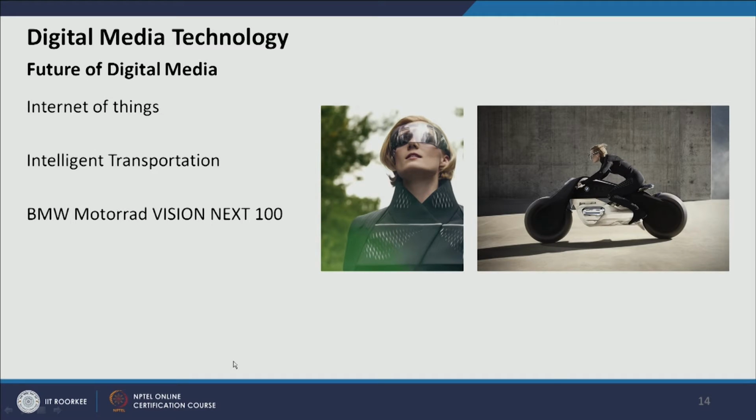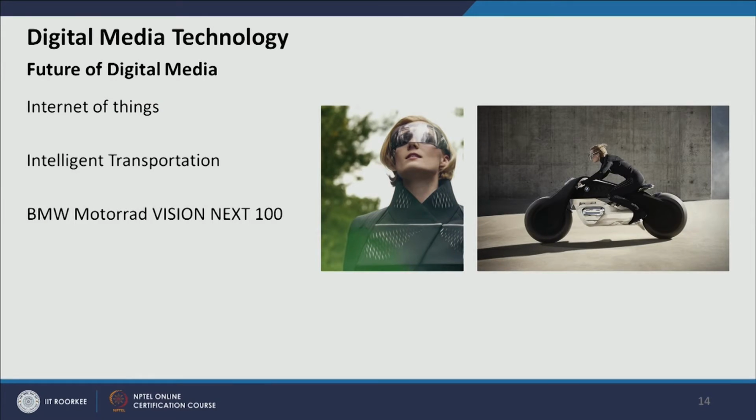Another example can be BMW's new Vision Next 100 concept motorcycle. This is not launched, but this is there. This automobile is a two-wheeler, but it's not just a two-wheeler, it connects with your eye headgear, headgear, as well as your jacket.